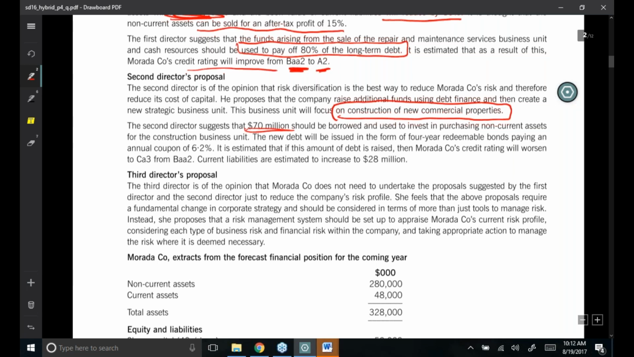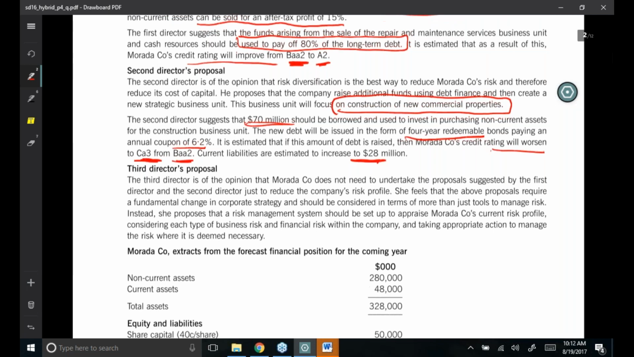The new debt will be issued in the form of a 4-year redeemable bond paying a coupon of 6.2%. It is estimated that if this amount of debt is raised, the company's credit rating will worsen from Baa2 to Caa3, and current liabilities will increase to 28 million. So in the first proposal, the first director was selling the existing business. In the second proposal, the second director is investing in the new project.